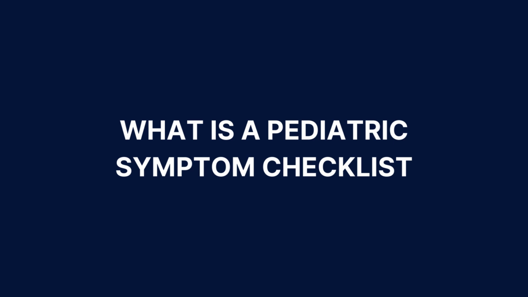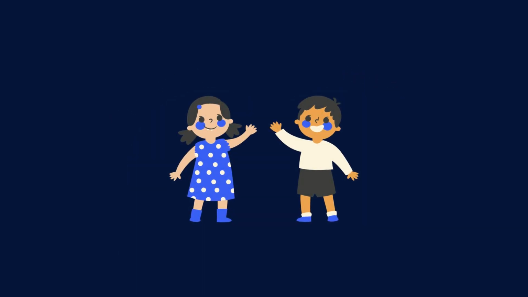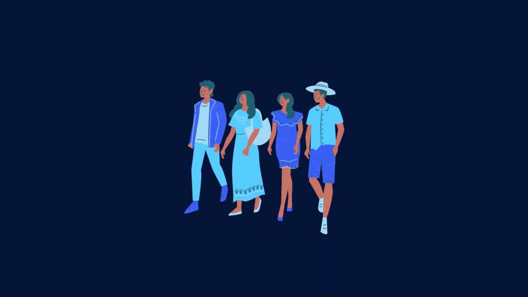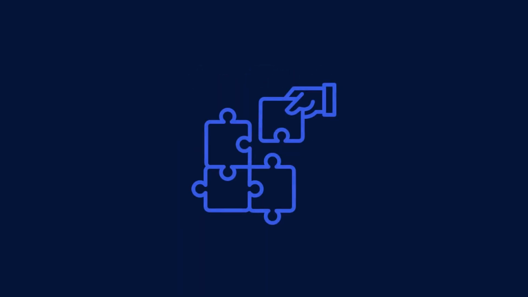What is a Pediatric Symptom Checklist? Pediatric emotional and physical health are two essential parts of childhood development. Children who are emotionally healthy can cope better with the challenges of growing up and developing into adults. This includes recognizing and understanding their feelings, forming positive relationships, managing stress, and problem solving.